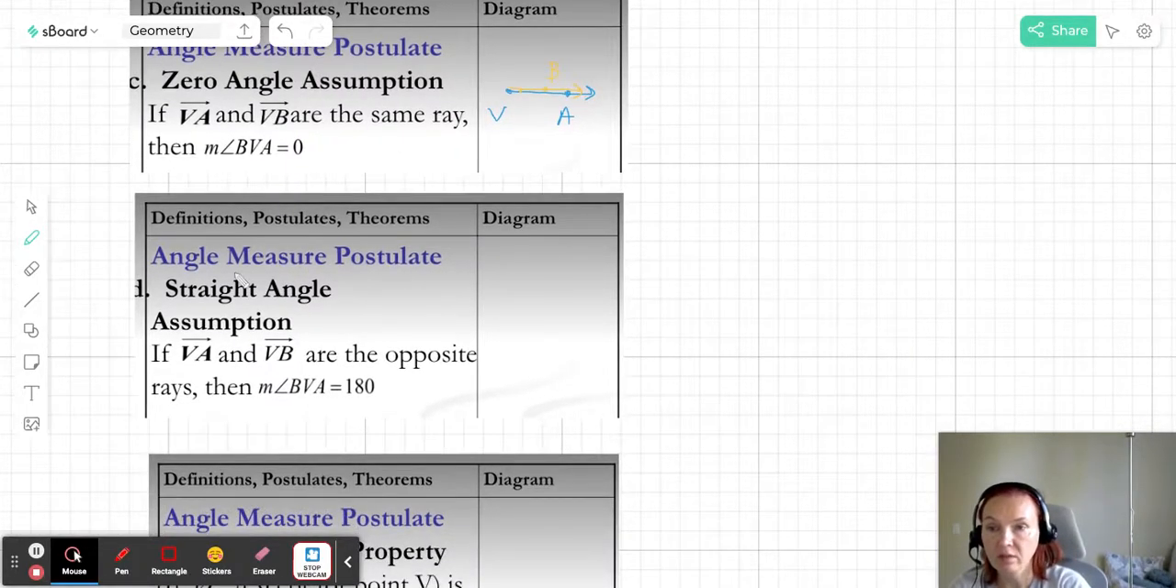However, if my angles VA and VB are opposite rays, so I'm going to start with VB so that I stay consistent with the colors, and then VA goes this way, VA, then this angle is going to be equal to 180 degrees. Measure of angle BVA is 180 degrees. Opposite rays.